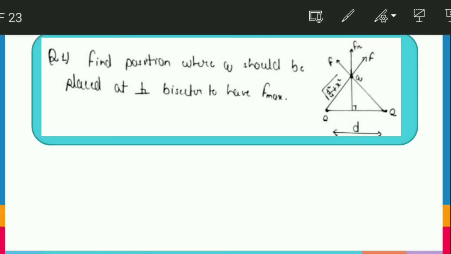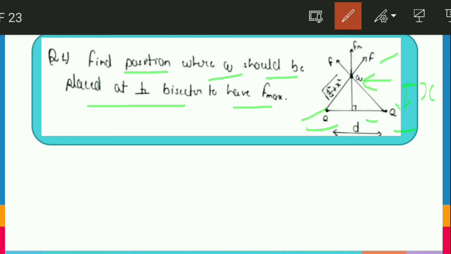Let's see our first question. It says we have to find the position where q should be placed on the perpendicular bisector to have F maximum. Actually this is our system of two charges, and we have to place this q at some distance x from the perpendicular bisector, so that it experiences a maximum force. Due to this charge we have a force F here, and due to the other we have force F here, so that a resultant Fr is in this direction.